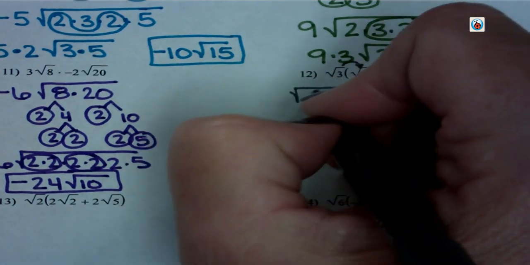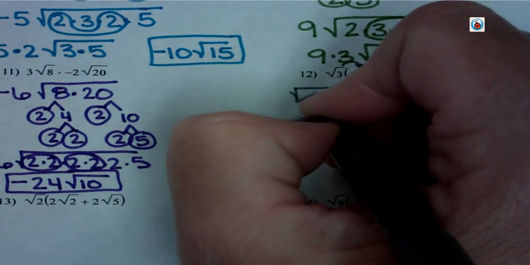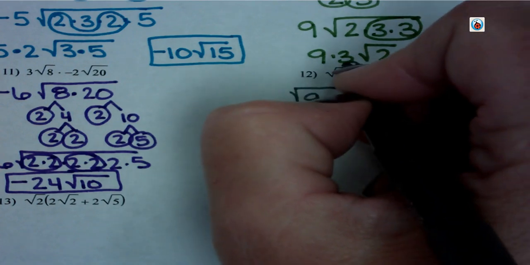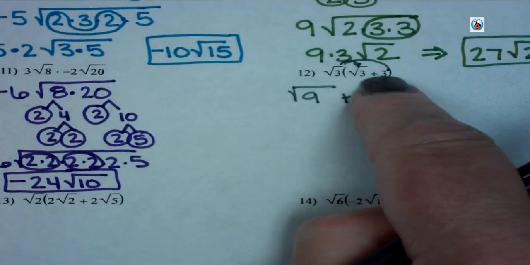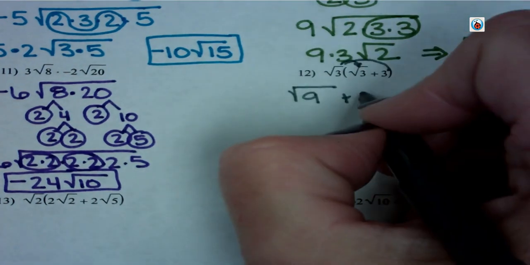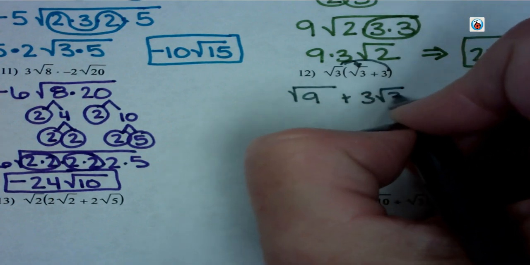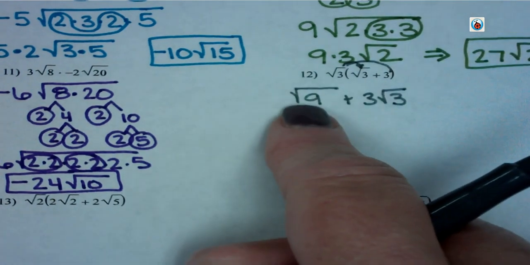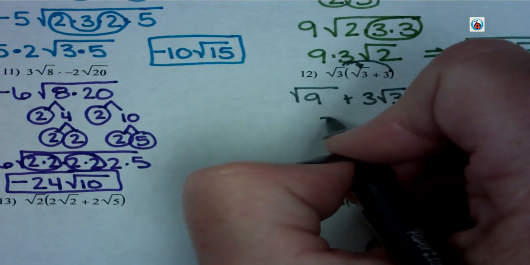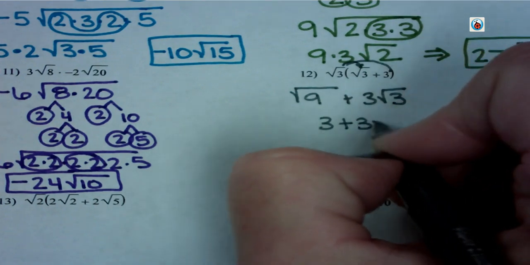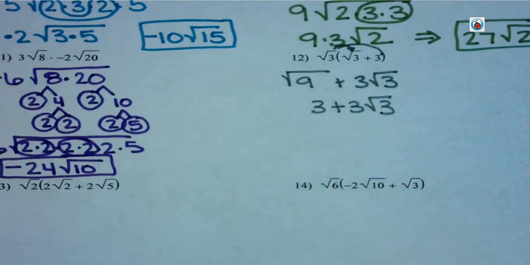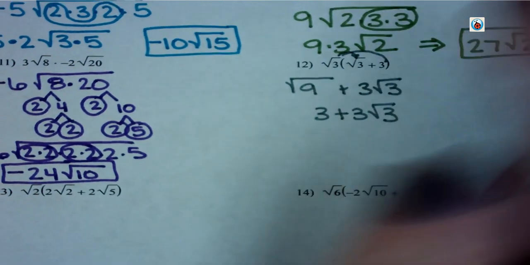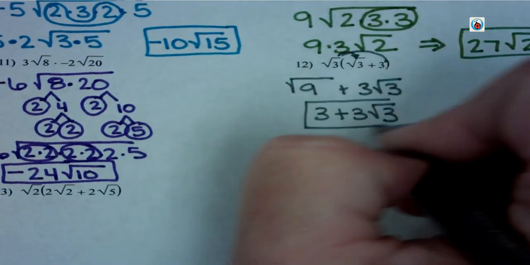So this gives me 3 times 3 is 9, plus, now I got to do square root of 3 times 3. Now this 3 is outside. So this is 3 radical 3. Well, the square root of 9 is 3, so we get 3 plus 3 radical 3. I can't go any further because those are not like terms. So I am done right there.